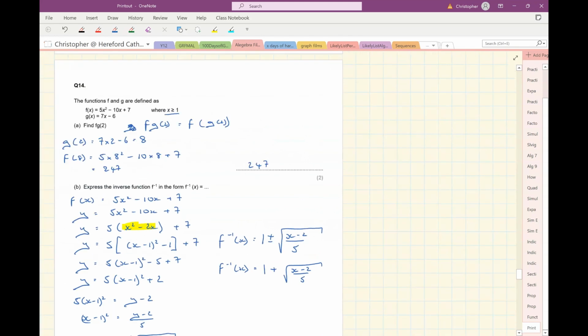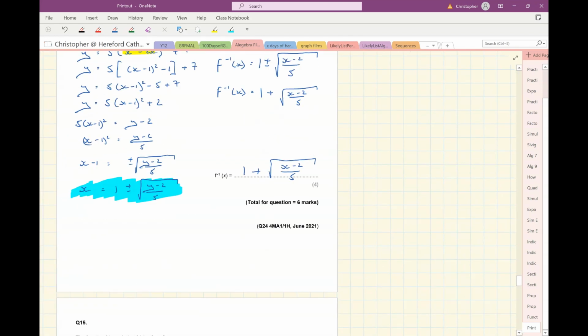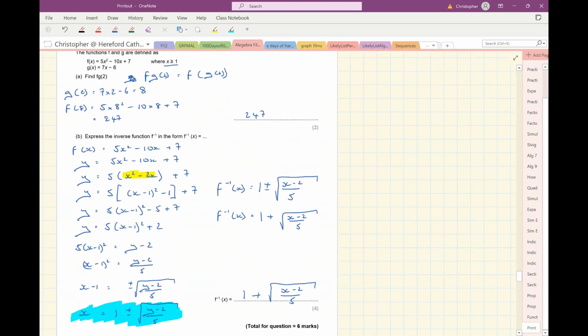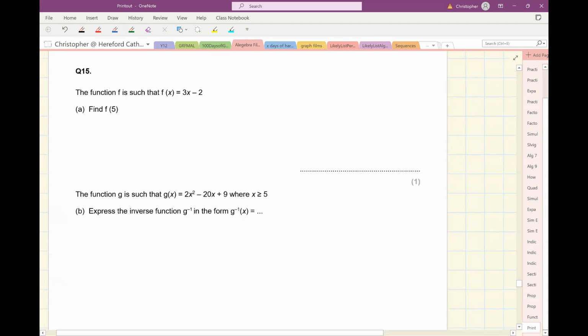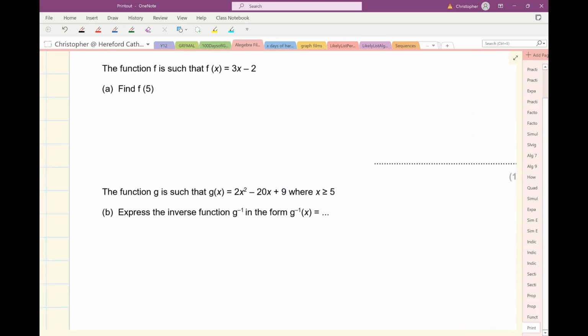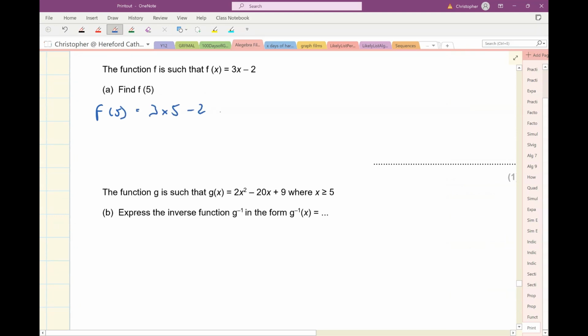And that is question 14. Question 14 complete. Question 15. I'm given the function f(x) here, and I'm asked to find f(5). So if I'm going to find f(5), I'm going to do 3 times 5 minus 2. 15 minus 2 is 13.